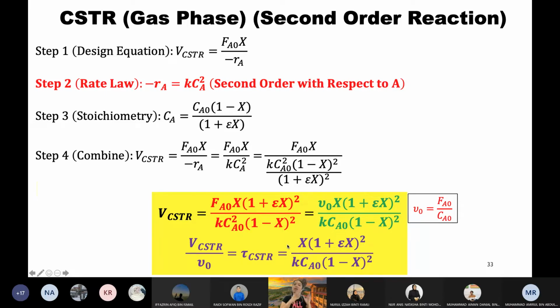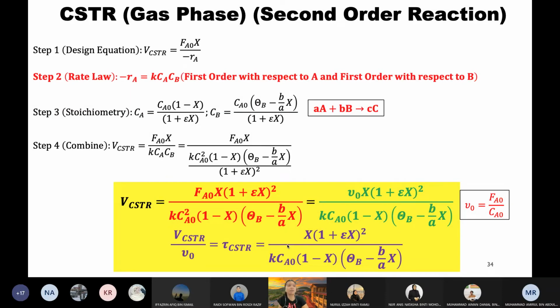So yang version tu sama je konsep dia, tetapi equation dia berlainan sebab as I told you, you tukar rate law ke, you tukar gas, you tukar phase ke, dan that's why dia dah jadi berlainan. Okay, and the last one for CSTR, okay, is when we have the rate law minus RA equals to K CA CB.